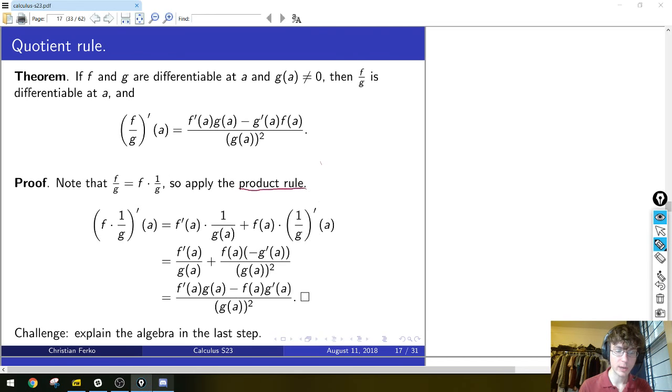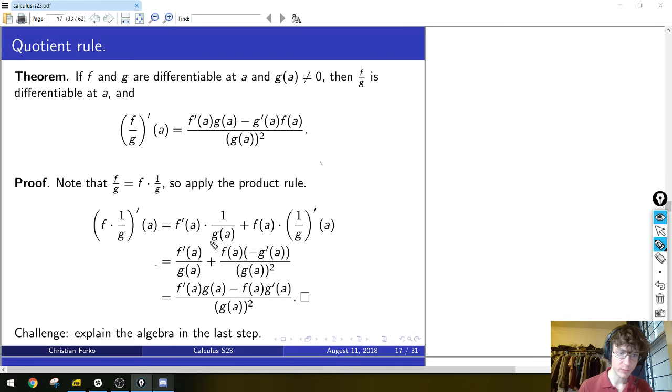That's nice because we already have a product rule. We already know how to take the derivative of function 1 times function 2, and we already know how to take the derivative of 1 over g. So let's just use those two things together. Here we go. Derivative of f times 1 over g, so f times 1 over g prime. The product rule is derivative of first one times second one left alone plus derivative of second one times first one left alone. That's the product rule. Now we just plug in.